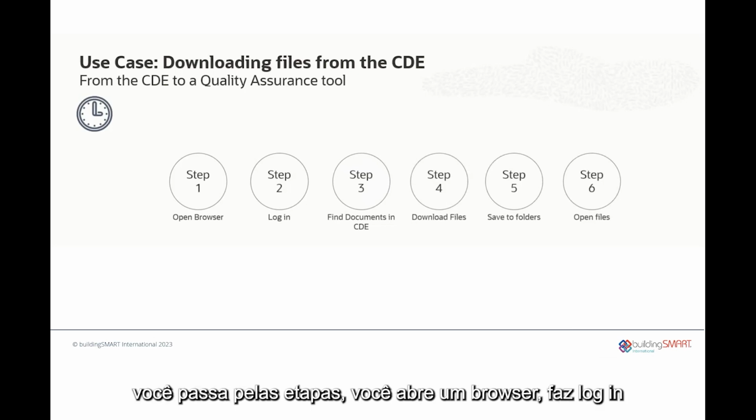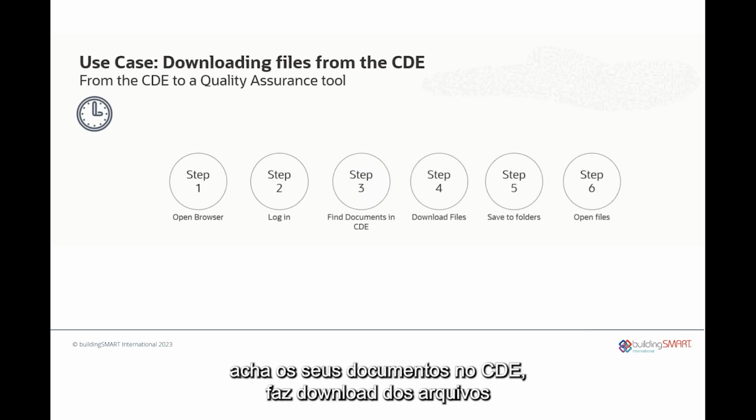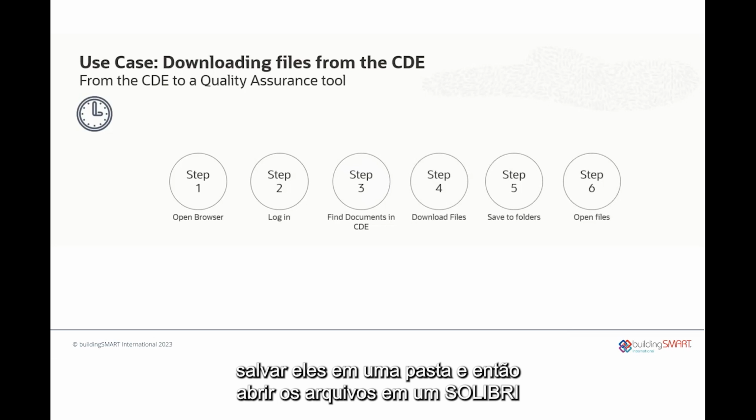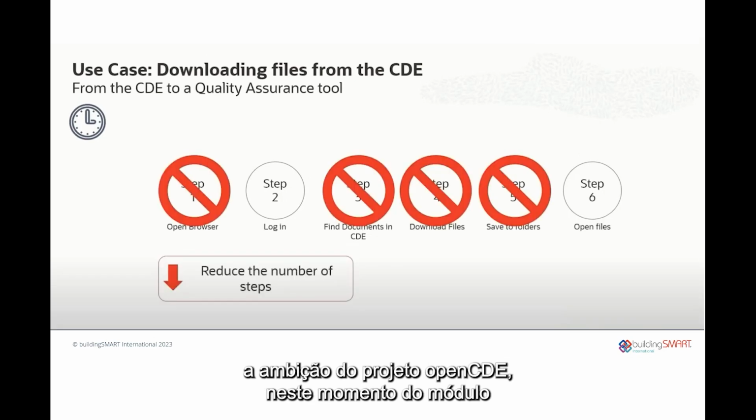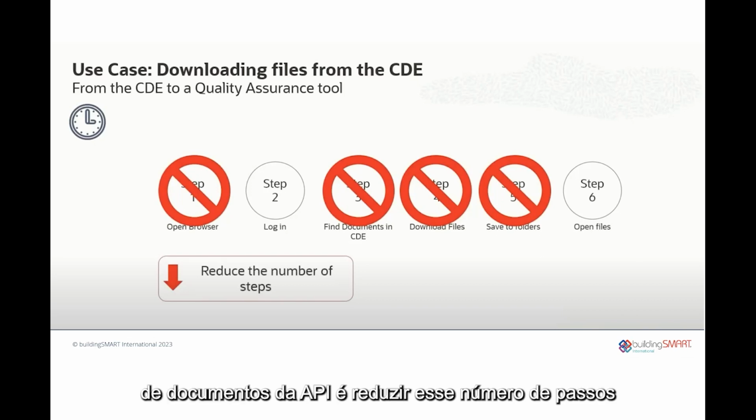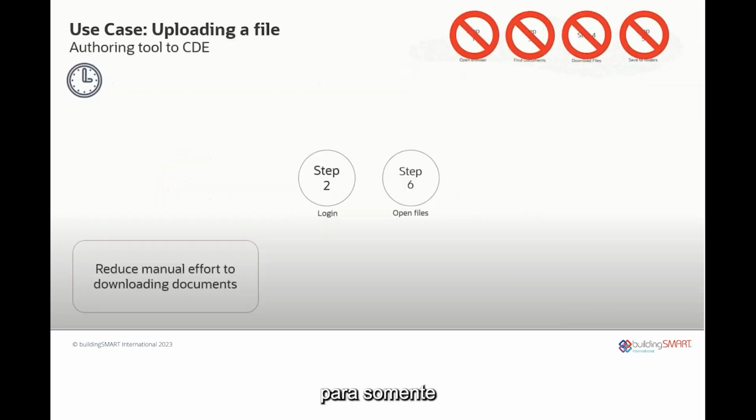So the steps you're taking is you open a browser, you log in, you find documents in your CDE, you download the files, you save them to a folder, and then you open them in Solibri or in any kind of those tools that you want to use to consume your data. So the ambition of the openCDE project at this time of the Documents API module is to reduce these number of steps. So to only log in and open the files directly from the tool that you use to consume your data. So this is quite interesting.